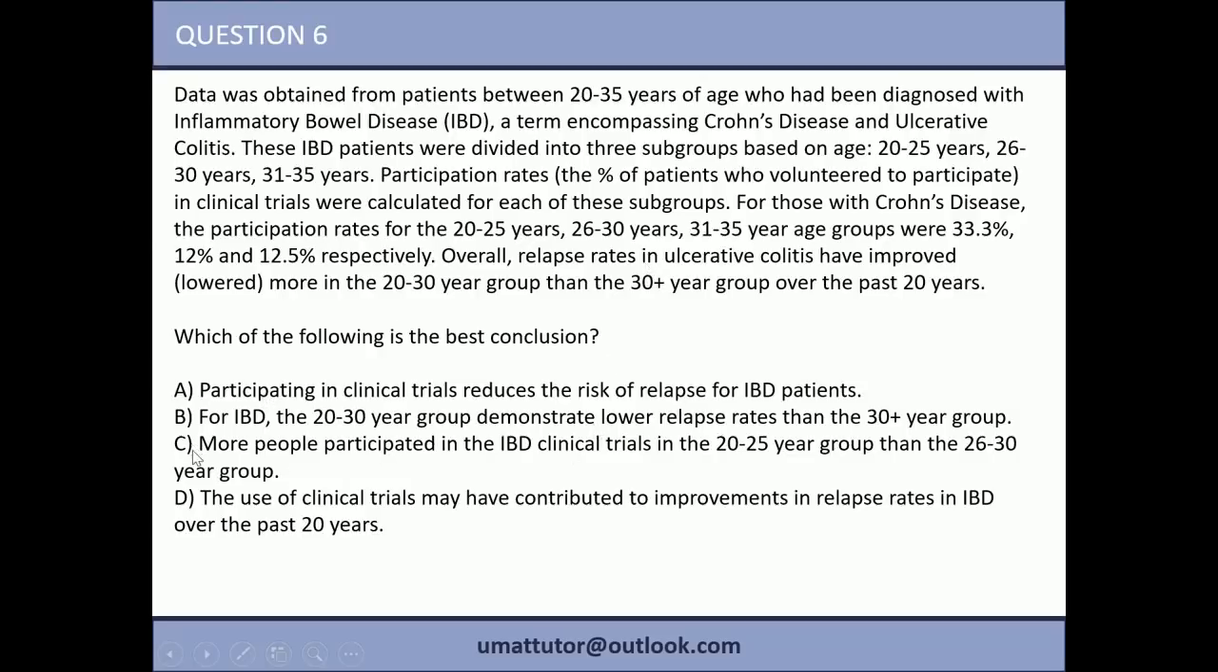With C, more people participated in the IBD clinical trials. I'll stop right there because all we have in the passage is talking about the percent of patients. So it's a proportion, it's a percentage. Whereas option C is talking about the raw number of people who participated. So it's that idea of raw numbers and proportion being quite different things, which is a concept we'll go through in a later video on data.